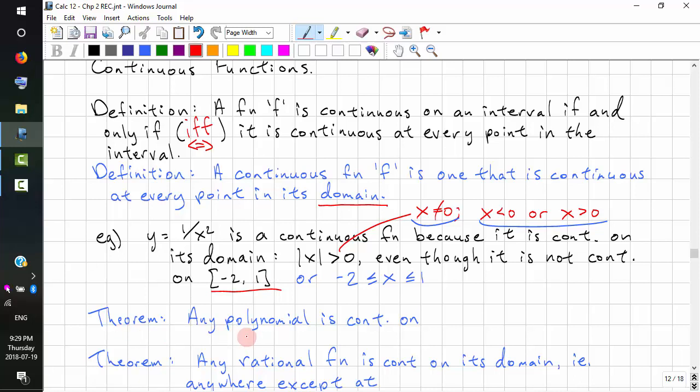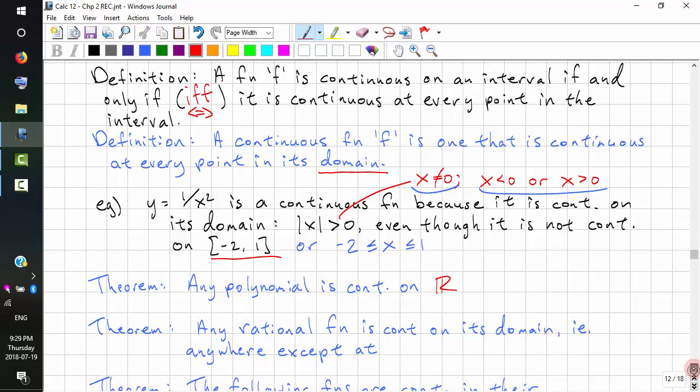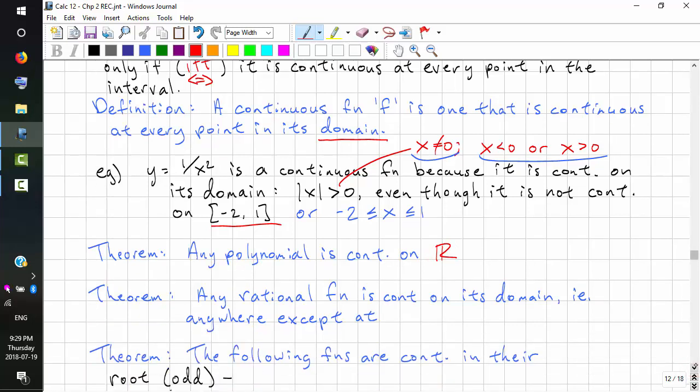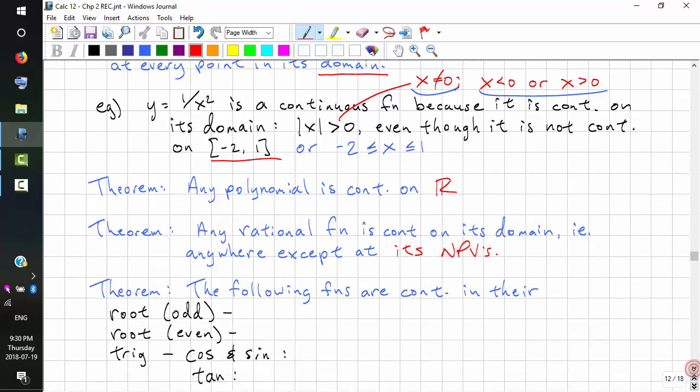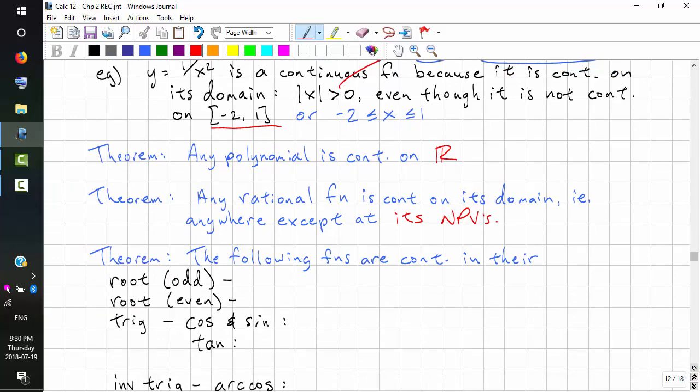Here's a theorem. Any polynomial is continuous on all reals. Another theorem, any rational function is continuous on its domain. That is, anywhere except at its asymptotes. And here's another theorem. The following functions are continuous on their domains.